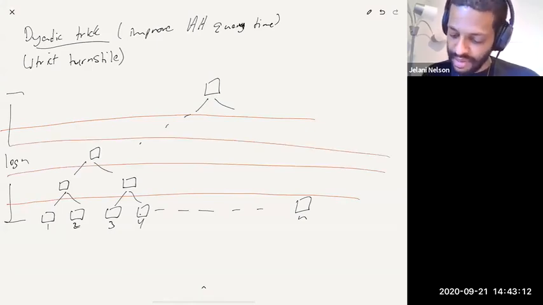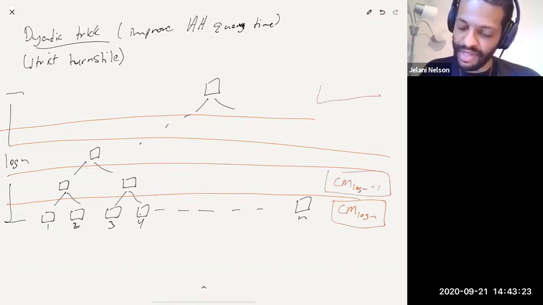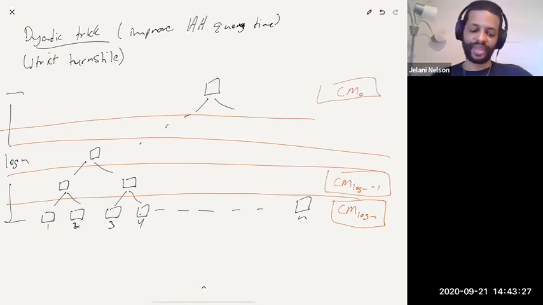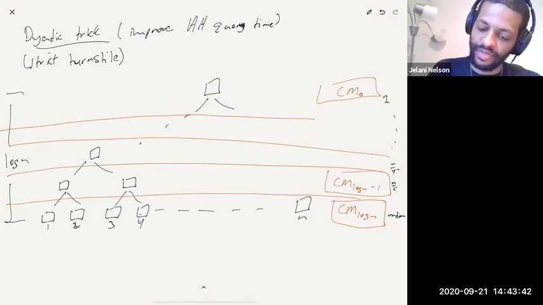So let's call this Count-Min sketch at level log n, Count-Min sketch at level log n minus 1. All the way up here, there's a Count-Min sketch. I'm never actually going to use this one at level 0. At the bottom here, there's an n-dimensional vector that's being updated in a stream. Here, there's an n over 2-dimensional vector. Here's an n over 4-dimensional vector. Here, there's a 1-dimensional vector.